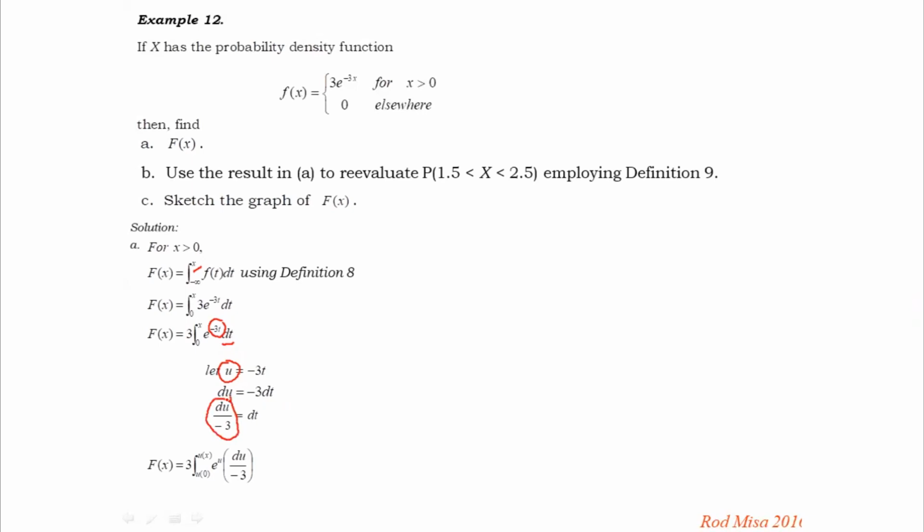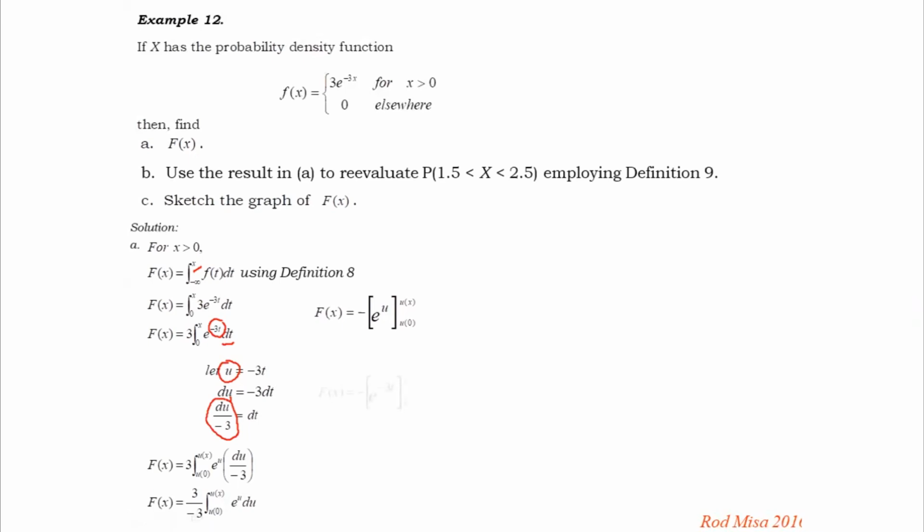So the big F of x is 3 times the integral of e to the u du over negative 3, from the u of 0 to the u of x. Then we can factor out again our constant of negative 3 in the denominator outside the integral symbol. So we have 3 over negative 3 times the integral of e to the u du from the u of 0 to the u of x. So big F of x is equal to the integral of e to the u du, which is e to the power u.